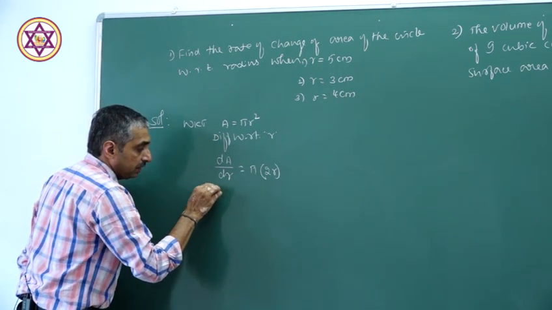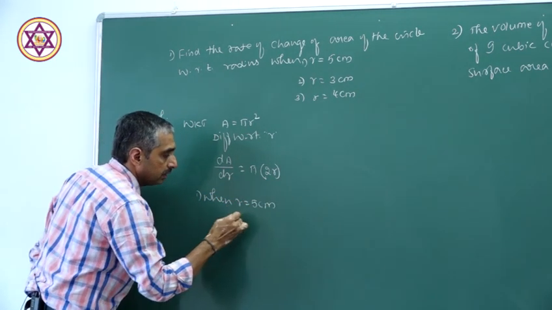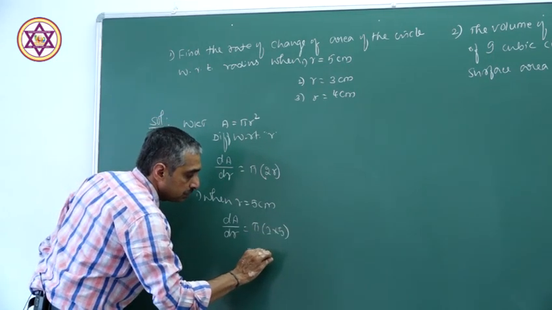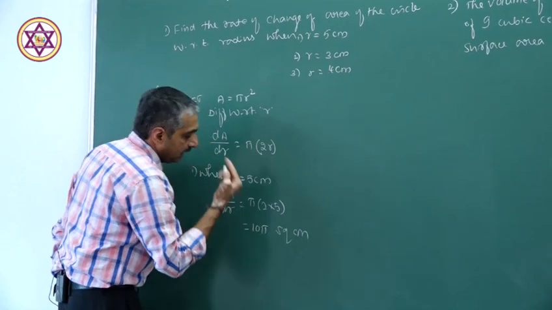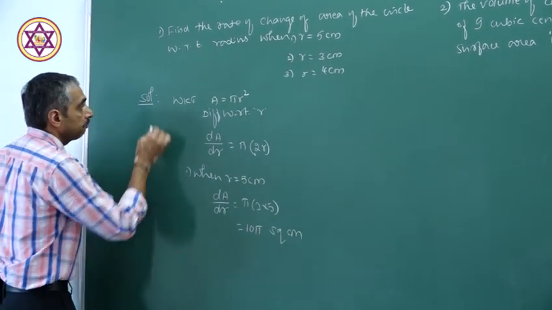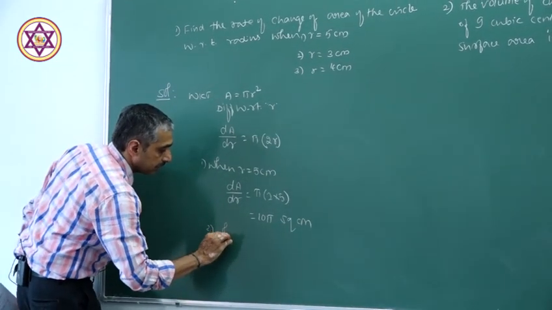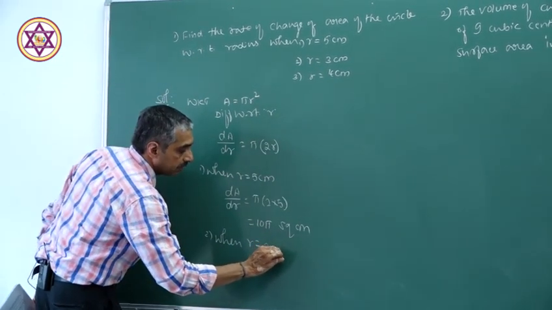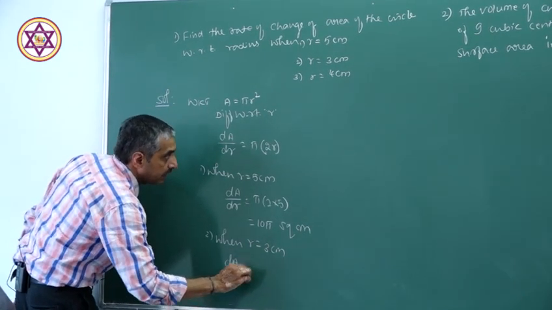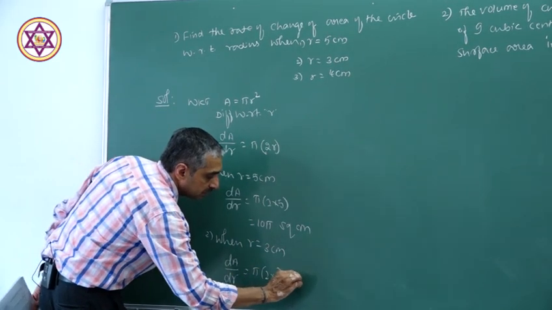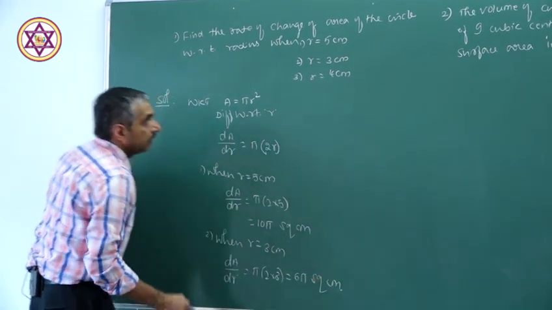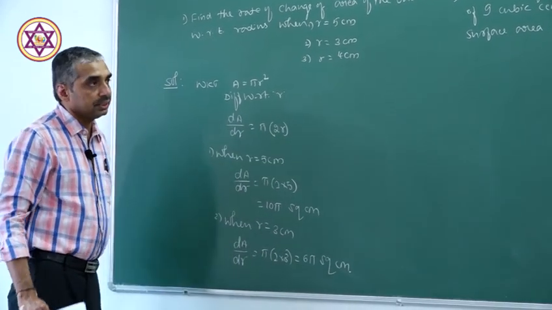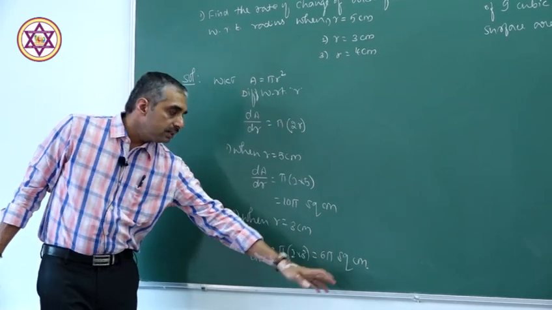Now in different cases, when r is equal to 5 centimeter, what is dA by dr? Pi into 2 into 5, that is 10 pi square centimeter, since it is area. The second case, when r is equal to 3 centimeter, once again dA by dr is equal to pi into 2 into 3, that is 6 pi square centimeter. The third one you can answer yourself. When r is equal to 4, it is pi into 2 into 4, that is 8 pi, in square units, because it is area.